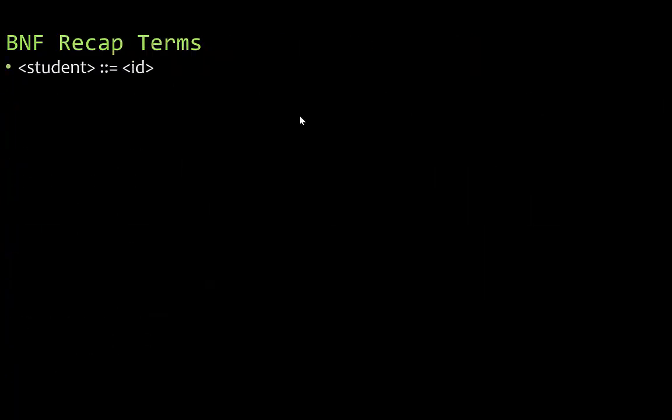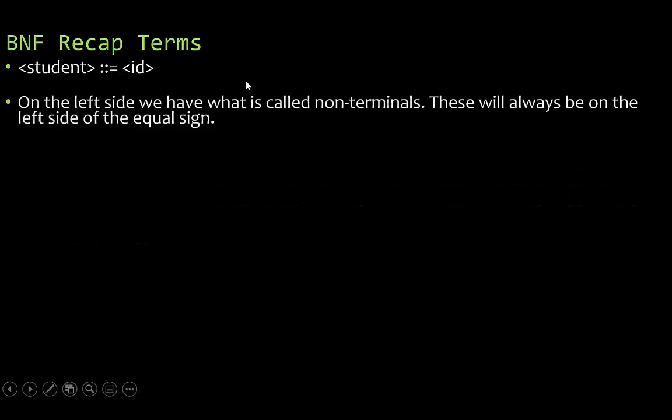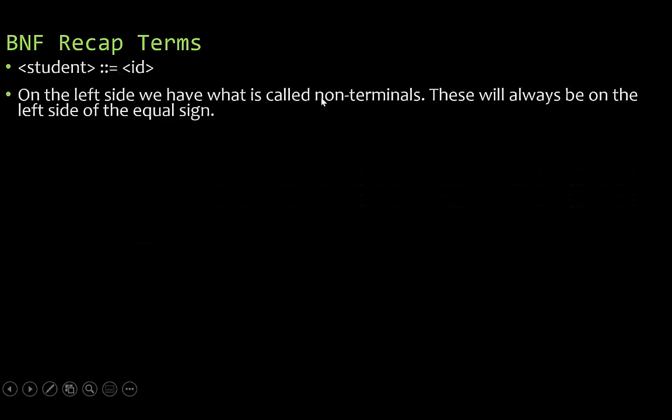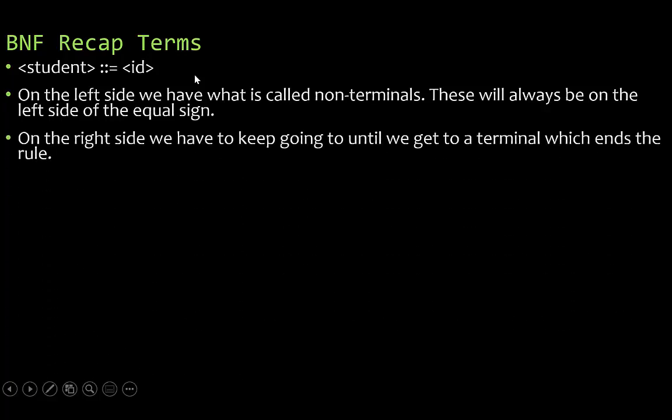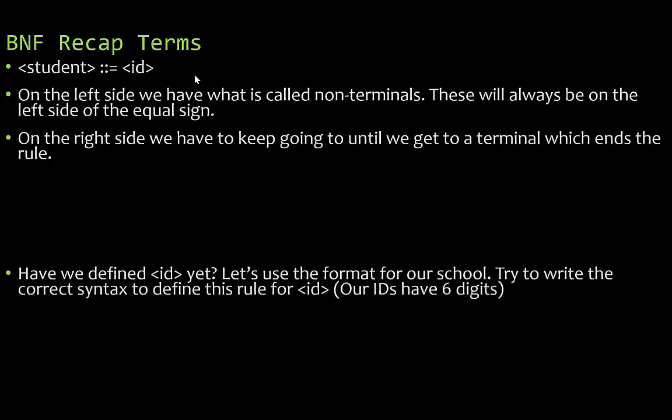So let's take a look and recap some terms. We have ::= which is defined as. On the left side, we have what is called non-terminals. These will always be on the left side of the equal sign because you can always break them down further. Here it also appears on the right-hand side. All you need to know is, do you have a syntactic item? Well, you may be saying, how do I know that? If you have that less than, greater than sign with a word in between. On the right side, we have to keep going until we get to a terminal, which ends the rule.